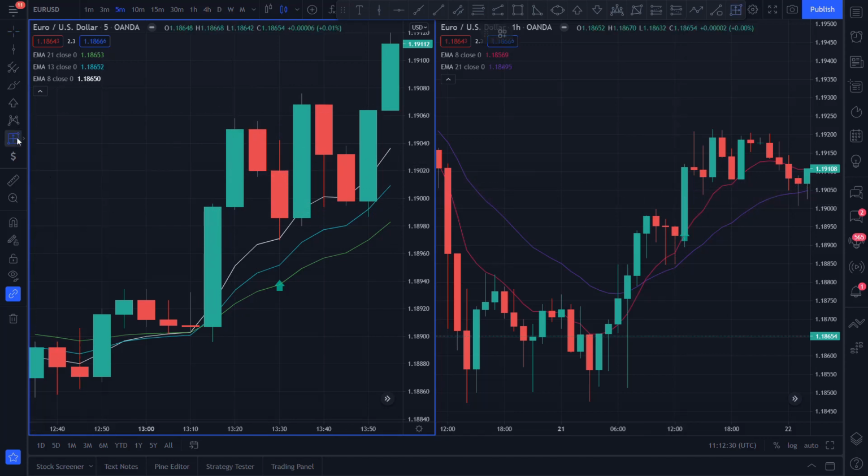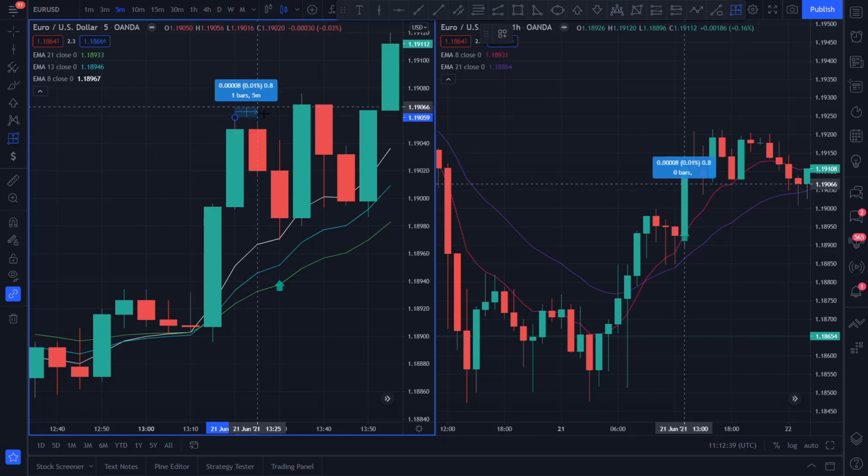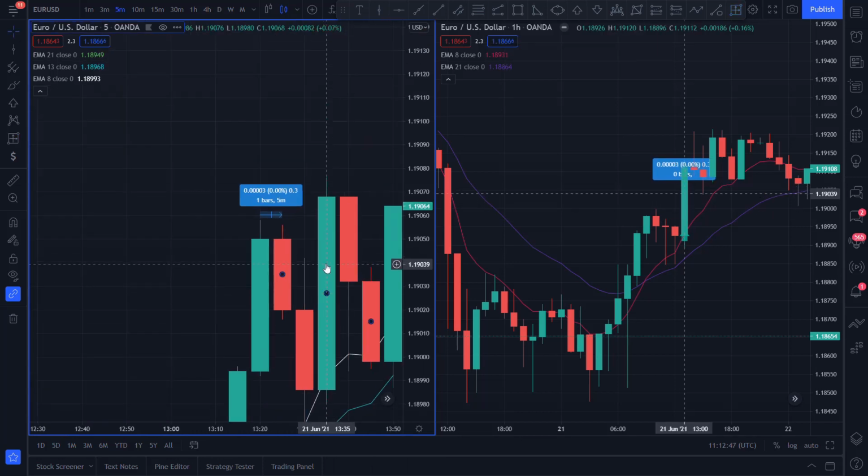Now you need to use your date and price range tool, and you're going to put that to the highest point. Count upwards 3 pips right there, and that is going to be your entry point.